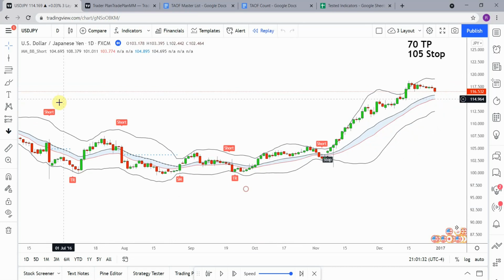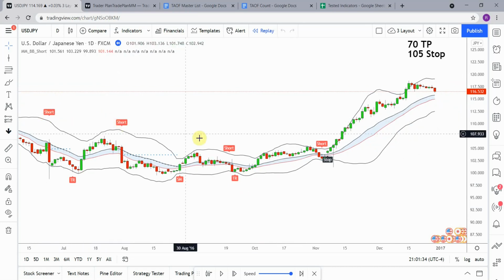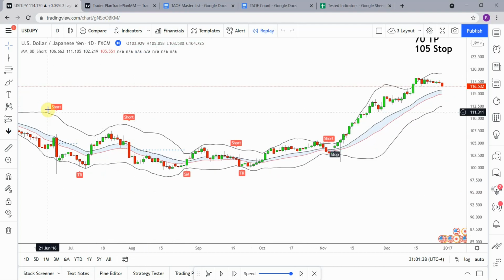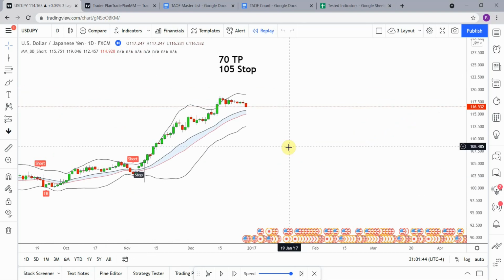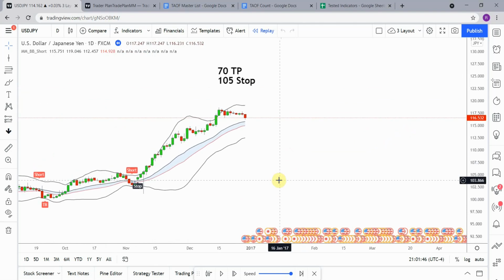So obviously, we see these tags here that say short, and that's really what we are looking for. When we get these little short tags right here, we are going to go short. And so that's what we're looking at. Let's go ahead and get on with the testing and see what we can get out of this.